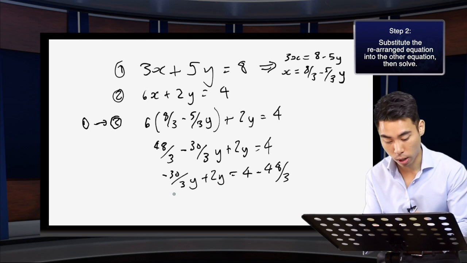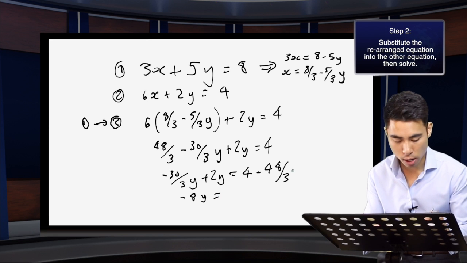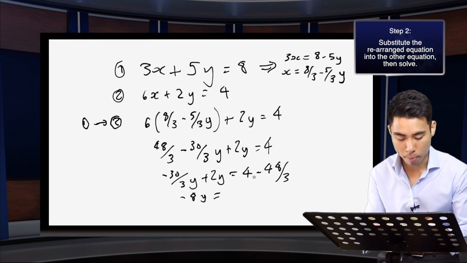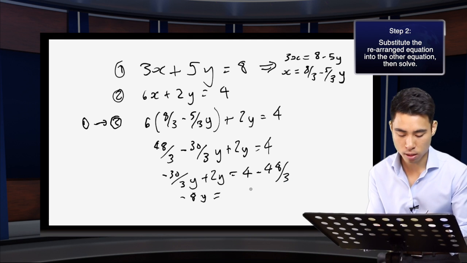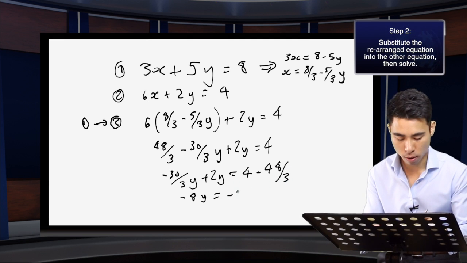Oh, okay, that's come out quite nicely. I just made this example up, but it's come out quite nice. So minus 30 over 3 gives me minus 10y, plus 2y. So I have minus 8y altogether on the left-hand side. The right-hand side also comes out quite nicely. Oh, that's fantastic. 48 over 3 gives me 16. So I've got 4 minus 16, which gives me minus 12.